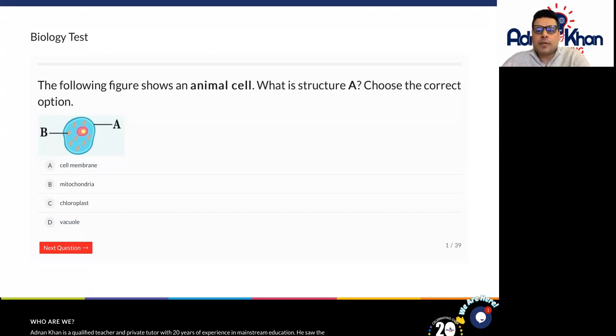Number two, you can try and research each question and then try to answer it as you go along. This way you can build up your biology knowledge as well at the same time. The choice is yours. So in this particular question, number one, the following figure shows an animal cell.